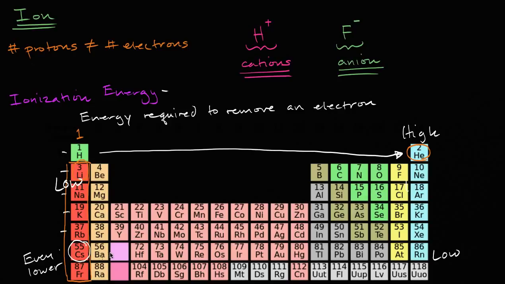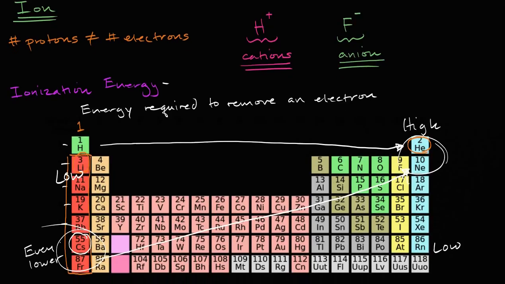Or we could say a general trend that if we go from the bottom left to the top right, we go from low ionization energy, very easy to remove an electron from these characters right over here, to high ionization energy. Very hard to remove an electron from these characters over here.